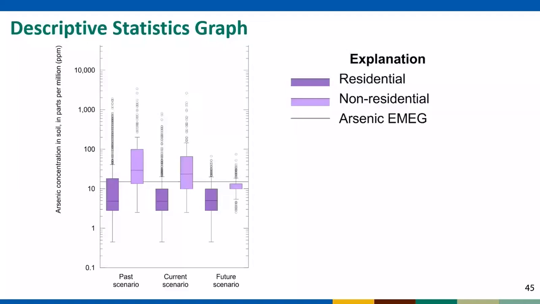From the past scenario on the left, the dark purple residential box indicates that a large portion of the data are below our arsenic EMEG. Then the lighter purple non-residential box indicates for the past scenario that most non-residential properties, including the fairgrounds and schools, went above our arsenic EMEG. For the future scenario, on the right side of our box plot, both types of property are mostly below our arsenic EMEG, with only the outliers above.